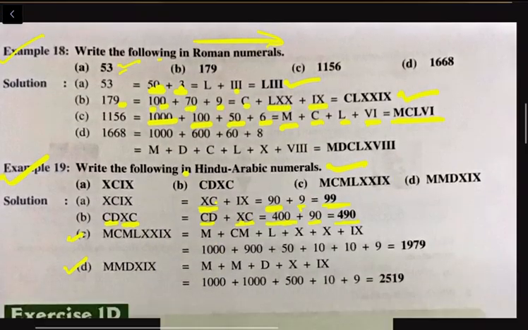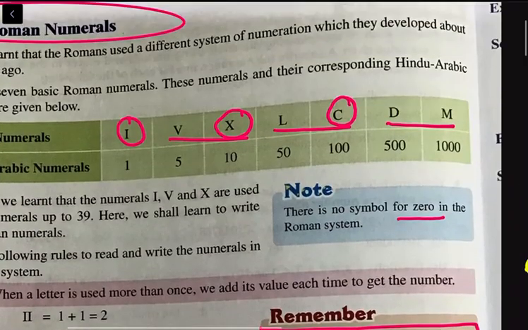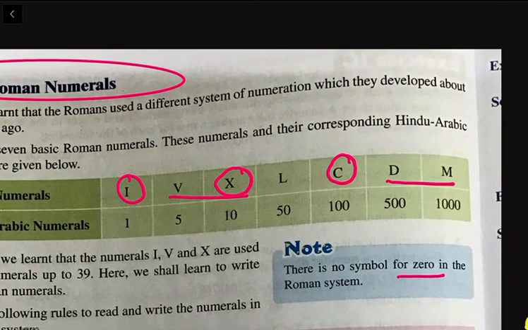And what is another basic rule? I or V is never written on the left of L. It means we cannot subtract I and V from L and C. L is never written to the left of C. It means we cannot subtract 50 out of 100, because we cannot write L on the left hand of C. This is wrong.